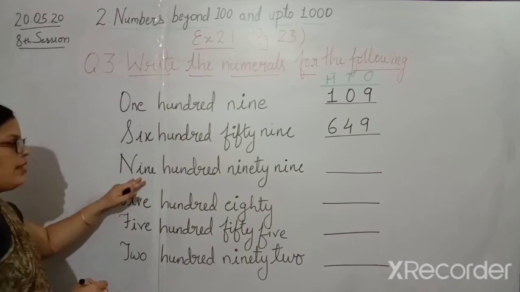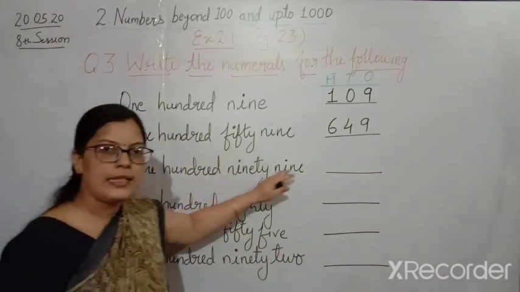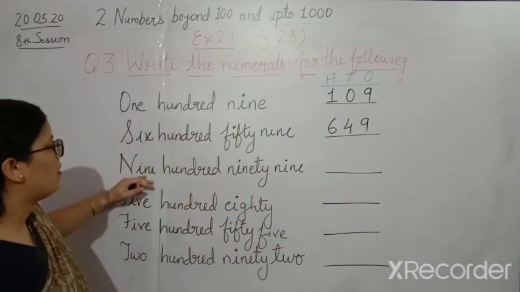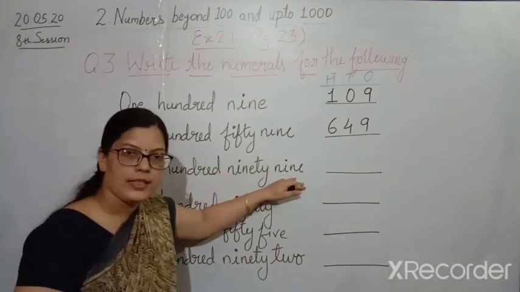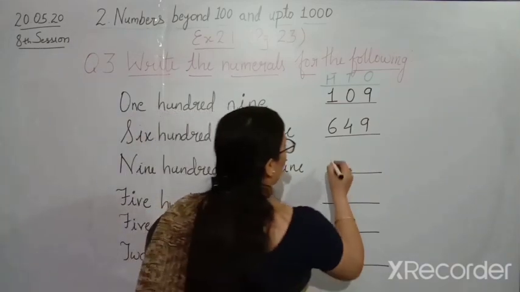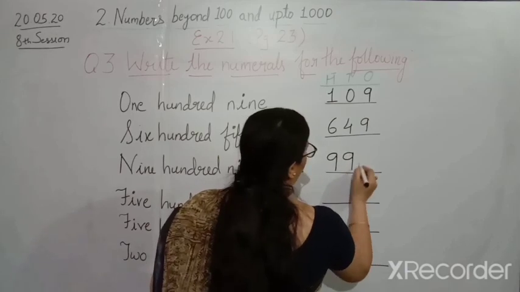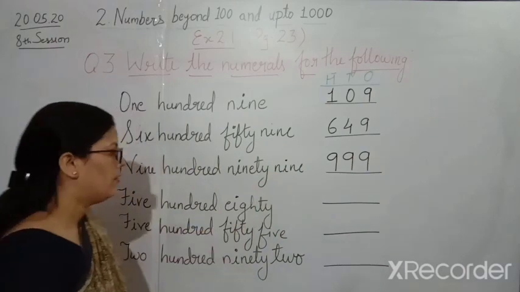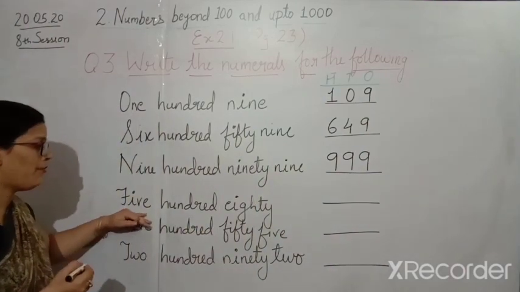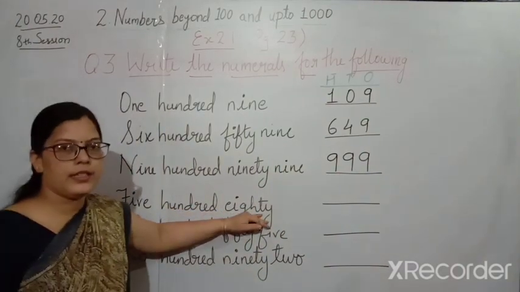Now 999. We'll write 9 at the hundreds place and then 99 at the tens and ones places. What is 999? The greatest 3-digit number.